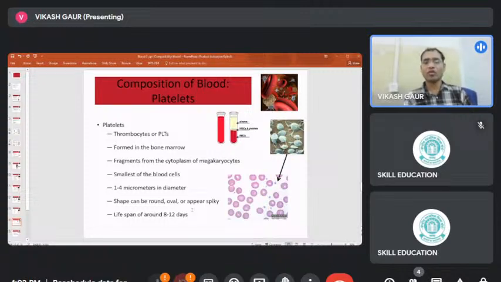The shape can be round, oval, or appear spiky. The lifespan of a platelet is 8 to 12 days. After 12 days, they disappear or are destroyed, and new platelets are continuously formed from the bone marrow.